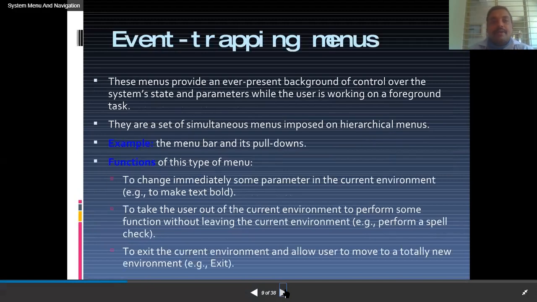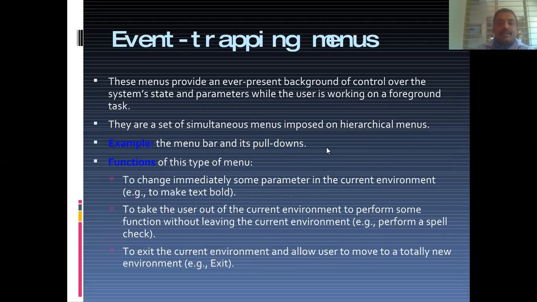Next, the event trapping menus. What are event trapping menus? These menus provide event-driven background control over the system state and parameters while the user is working on a foreground task. A set of events will be defined, and the user has to trigger that particular event, and it will work as per the event. For example, a menu bar and its pull downs. You might have seen pull downs. When you pull the menu, the options come down, and you can select one after the other.